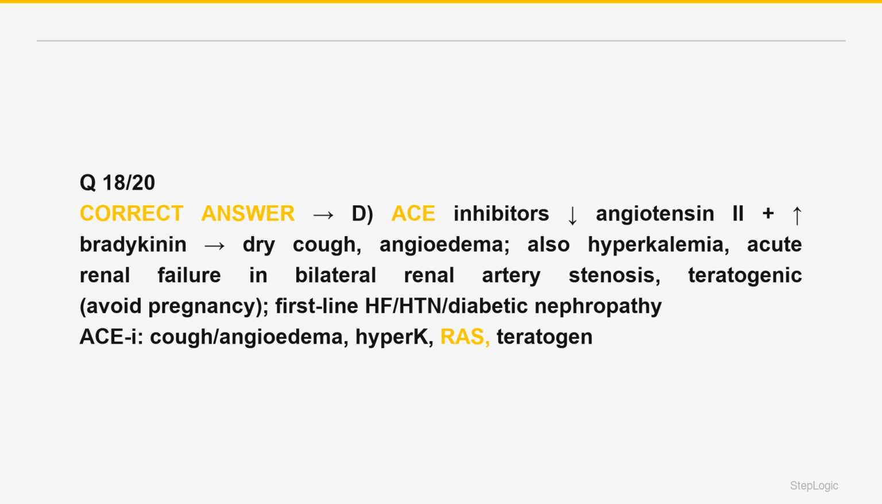And teratogenicity: ACE inhibitors and ARBs cause fetal renal malformations, so they are contraindicated in pregnancy. Despite these, they are first line and reduce mortality in heart failure, treat hypertension, and are renoprotective in diabetic nephropathy, reducing proteinuria. The bradykinin-mediated cough and angioedema, with hyperkalemia, renal artery stenosis risk, and teratogenicity, is the correct ACE inhibitor profile.